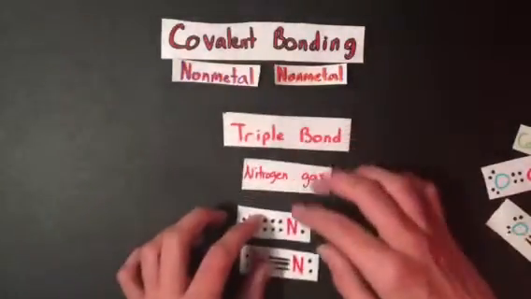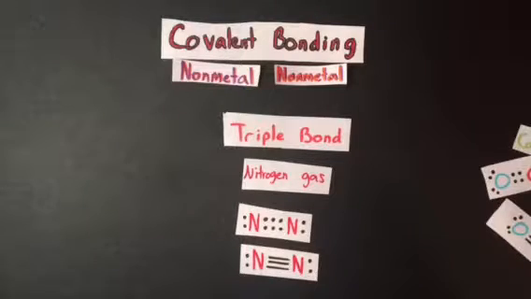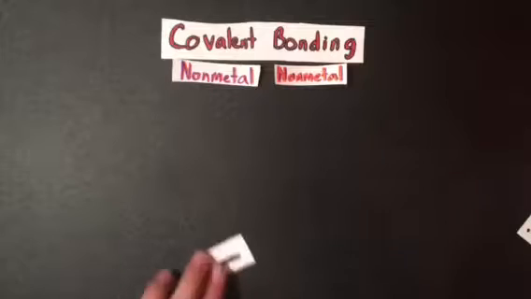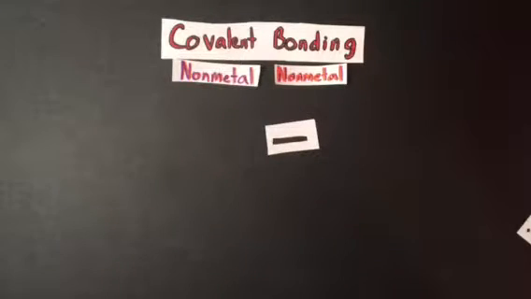Triple bonds form when three shared pairs connect, and this is shown in nitrogen gas. In electron dot diagrams, single bonds are shown with one connecting line, double bonds with two, and triple bonds with three.